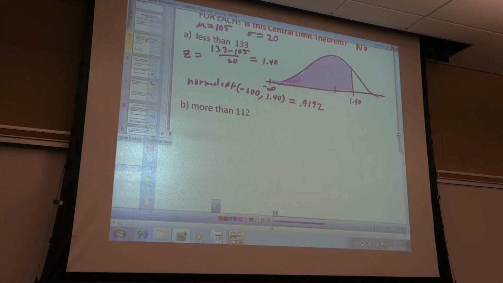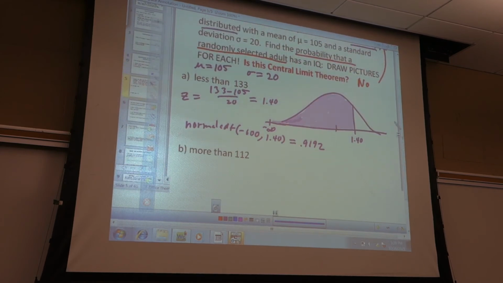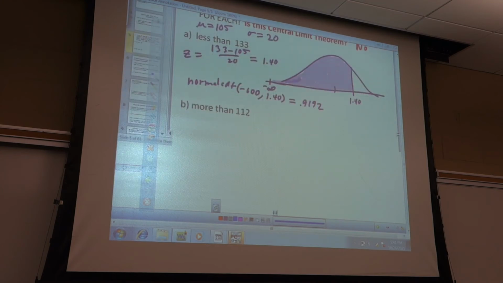Same thing. Does anybody need 2 minutes to finish the second one? Somebody? Yes? No? Okay, take just 1 minute. Finish up B if you have not finished up B. Look at the next one. More than 112. So find your z-score. 112 minus 105 divided by 20. Omar, what'd you get? 3.5? 0.35. Oh yeah, 0.35. No worries.